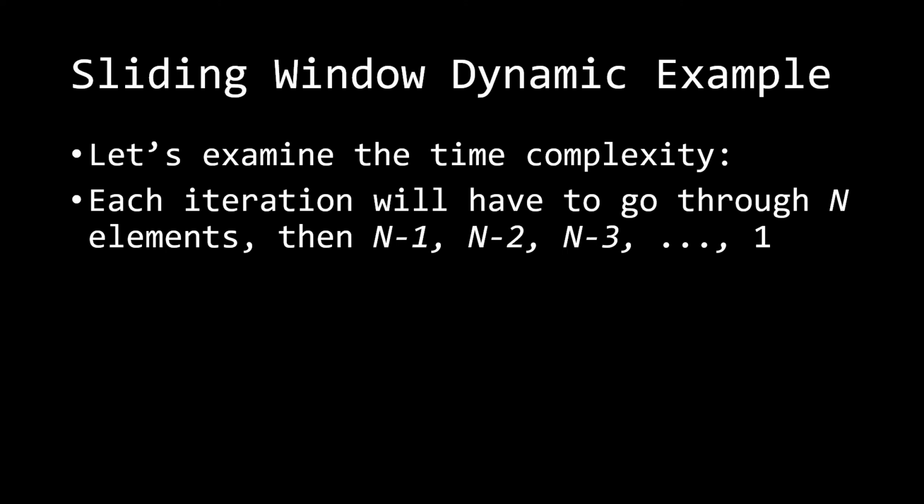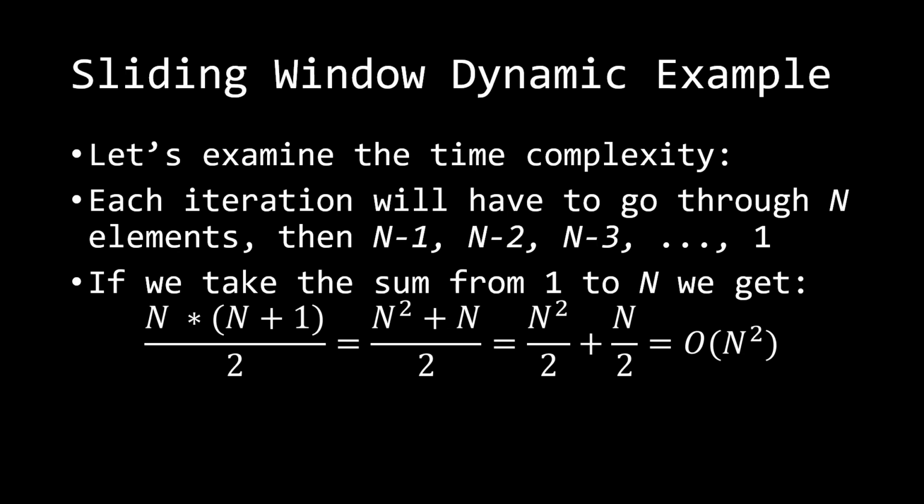And so what we can say is if we take the sum from 1 to n, we get the formula n times n plus 1 divided by 2. If we expand that out, we get n squared plus n over 2, which is n squared over 2 plus n over 2. And because this is big O notation, we discard the smaller terms and look at the largest term. In this case, the largest term would be O of n squared.